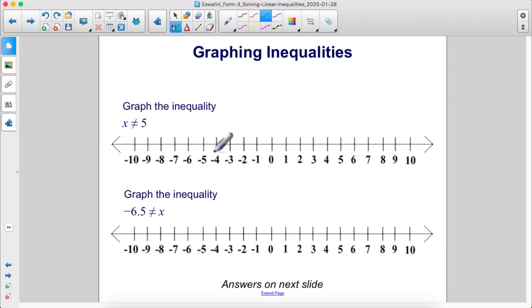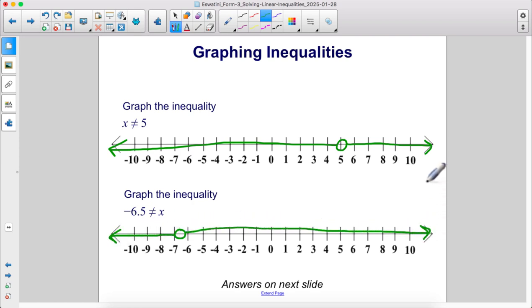x is not equal to 5. All right, so we go to 5, we draw an open circle since 5 is not a solution, but every other number is. So we draw one ray to the right and another ray to the left, since every number except 5 is a solution. Graph the inequality. x is not equal to negative 6.5. So negative 6.5, open circle, and then every other number is a solution.